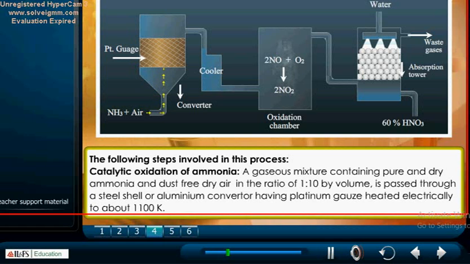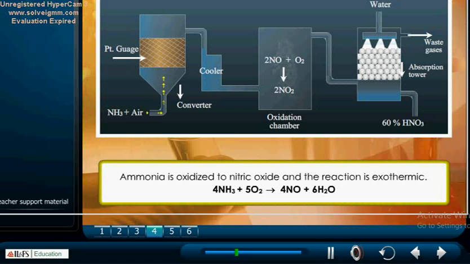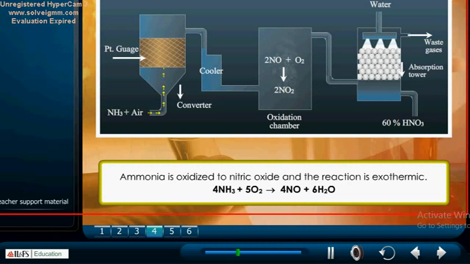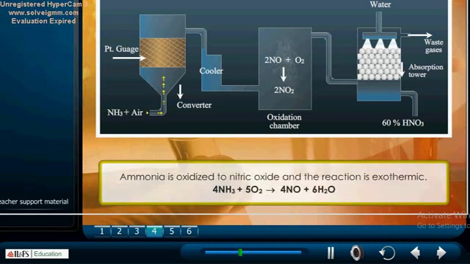dust-free dry air in the ratio of 1:10 by volume is passed through a steel shell or aluminium converter having platinum gauze heated electrically to about 1100 Kelvin. Ammonia is oxidized to nitric oxide and the reaction is exothermic.